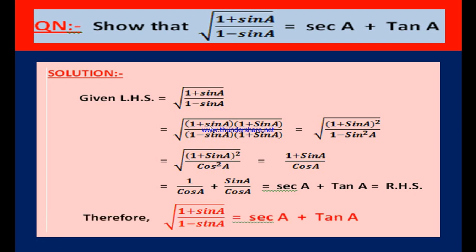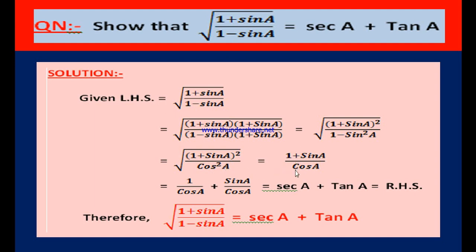Therefore, root over (1 plus sin A) into (1 plus sin A) is (1 plus sin A) whole square, by (1 minus sin A) into (1 plus sin A), which is 1 minus sin square A. This is root over (1 plus sin A) whole square by 1 minus sin square A, which is cos square A. Now apply root to both numerator and denominator. Root over (1 plus sin A) whole square is 1 plus sin A. Root over cos square A is cos A.